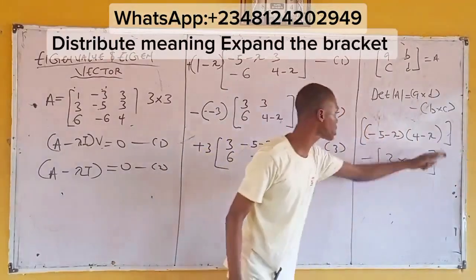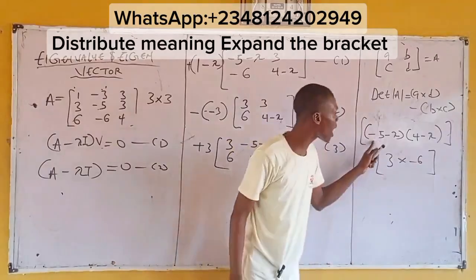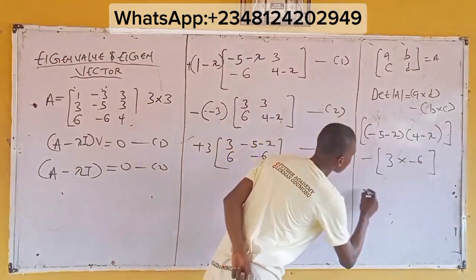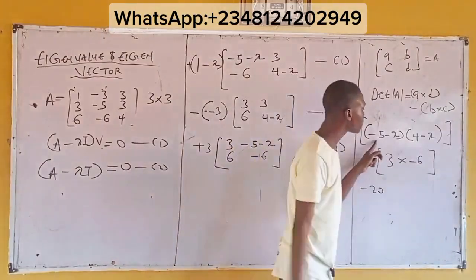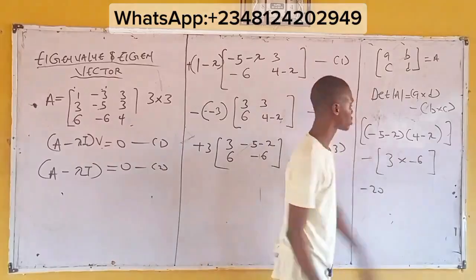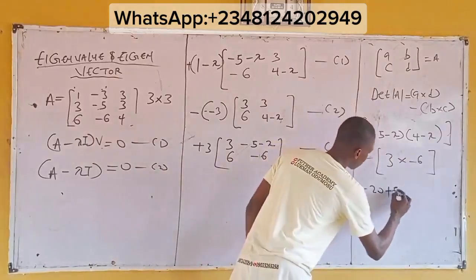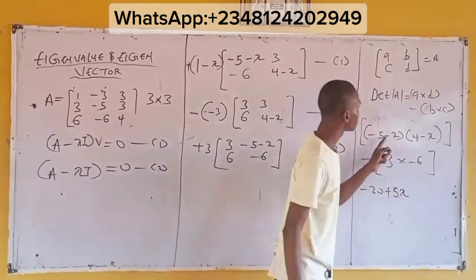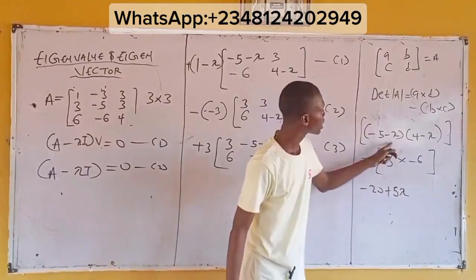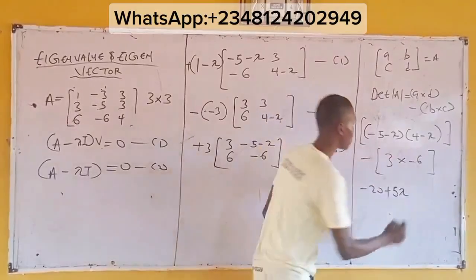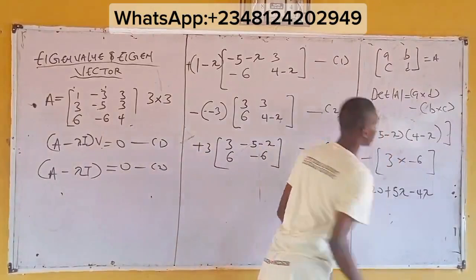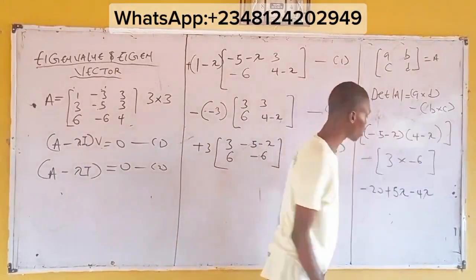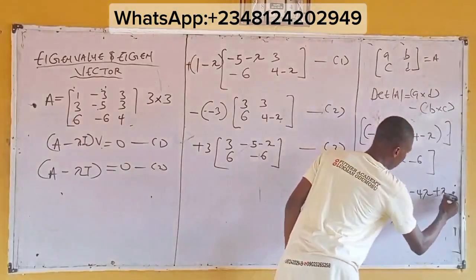Now distribute this guy. This becomes what? Negative 5 times 4. This is minus 20. Negative 5 times negative lambda, that's what? Plus 5 lambda. Then from here, negative lambda times 4. What do you have? Minus 4 lambda. Negative lambda times negative lambda, that becomes what? Positive lambda squared.